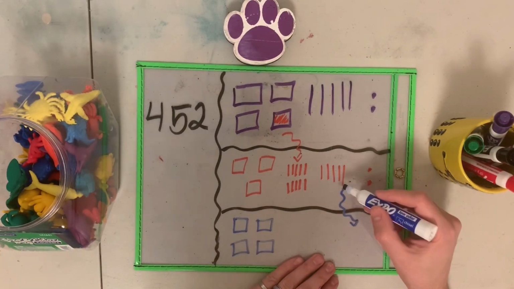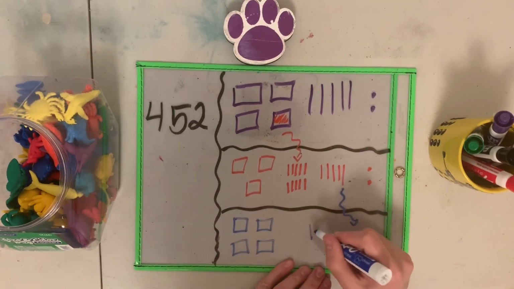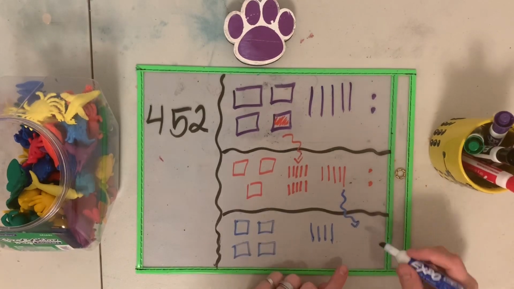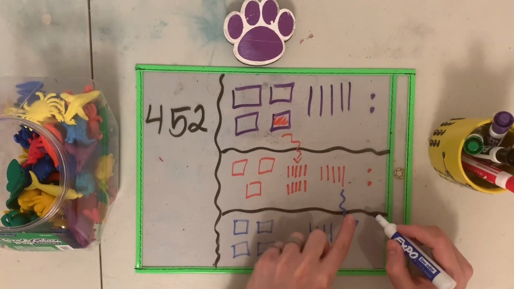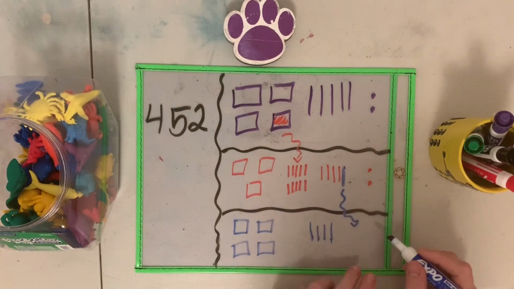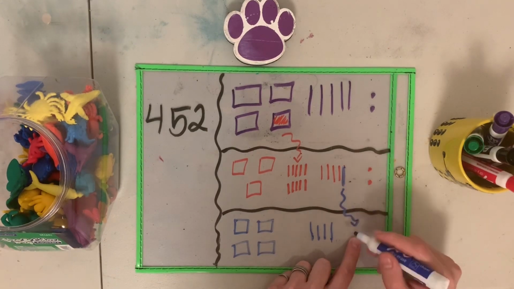So I have left over. Si saco esta, me quedan 4. I have 1, 2, 3, 4. Now this tens, it moved and changed, this one over here, it changed into 10 ones because 10 ones equals 10.